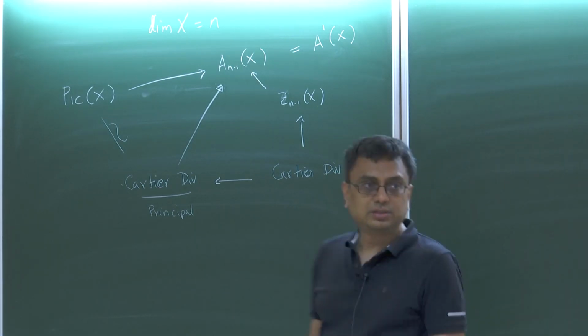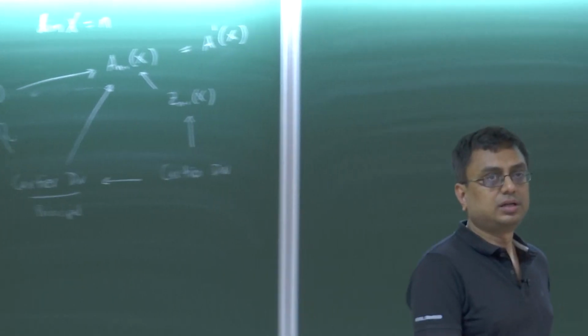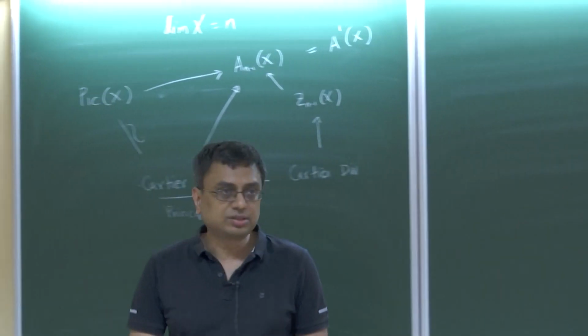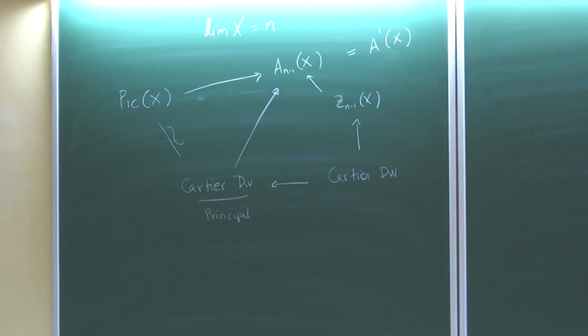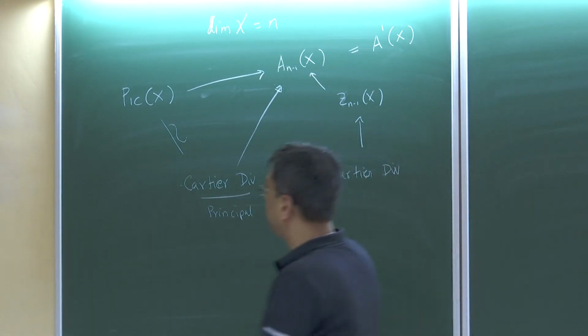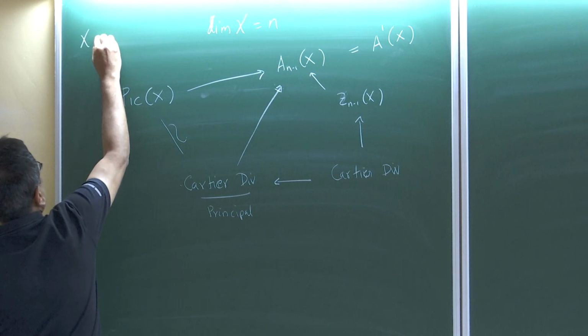So where in all this, X is a variety, right? X is a variety always. I am never going to consider X which is non-reduced or anything. If at some point I do, then I'll mention that. So X is a variety.